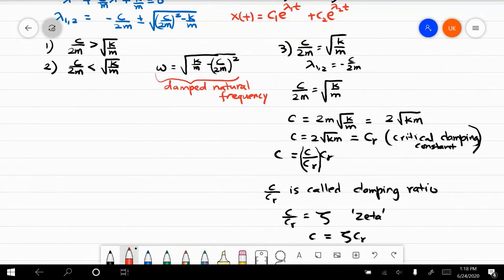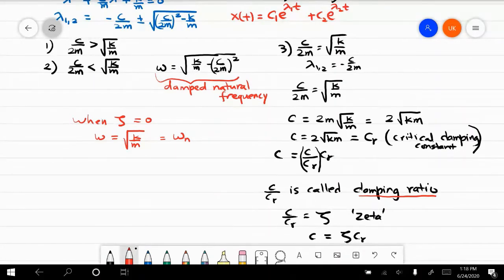Now we can define another term when C equals 0, or when the damping ratio zeta is equal to 0. If you look at the definition for damping ratio, it is C over CR. So when C equals 0, the damping ratio equals 0, or zeta equals 0. When the damping ratio is equal to 0, we get omega equals the square root of k over m. And this square root of k over m is called the natural frequency. So this is the frequency when there is no damping.